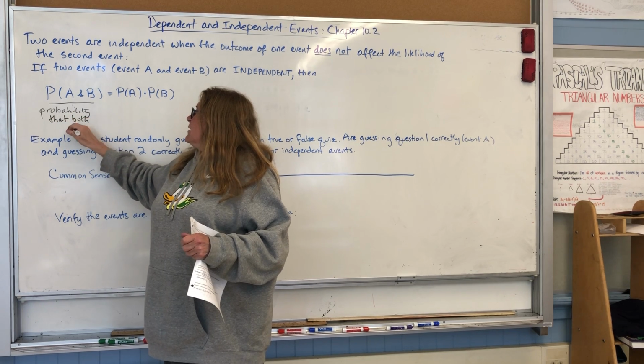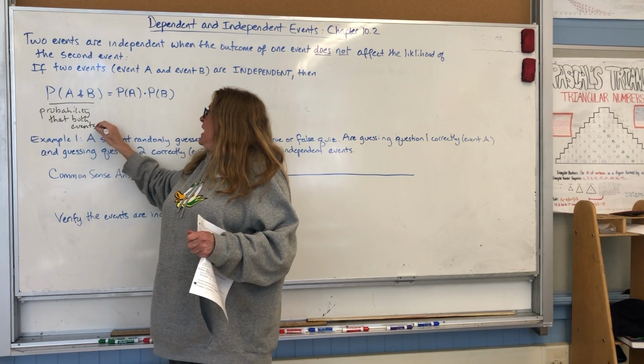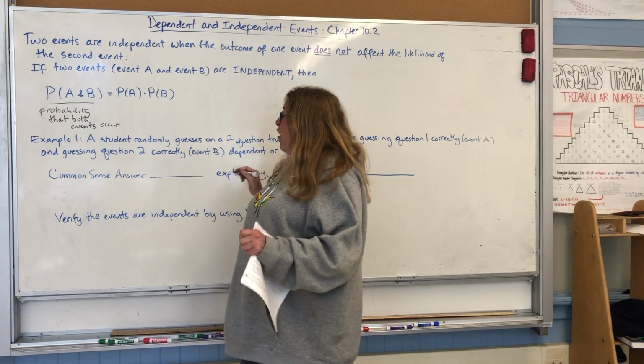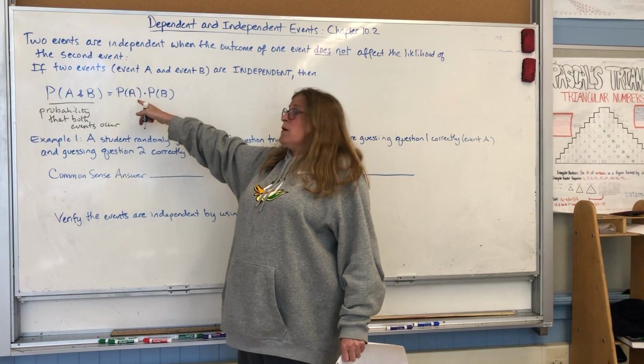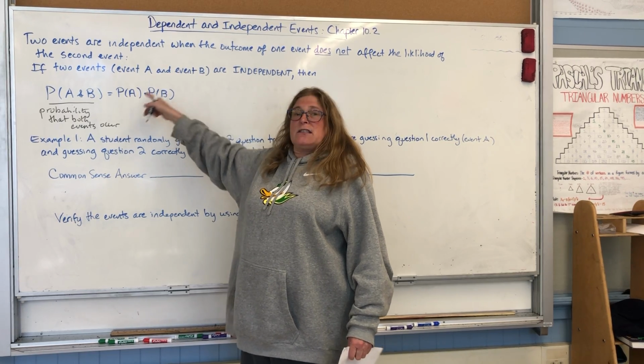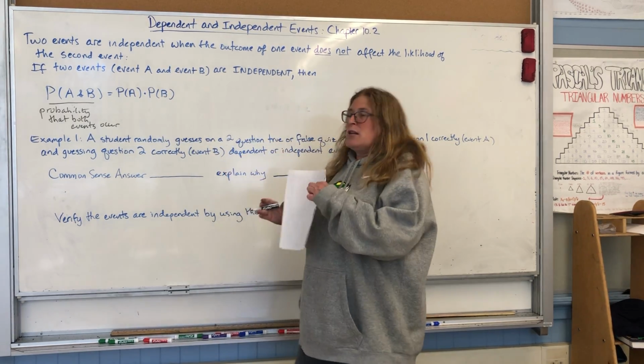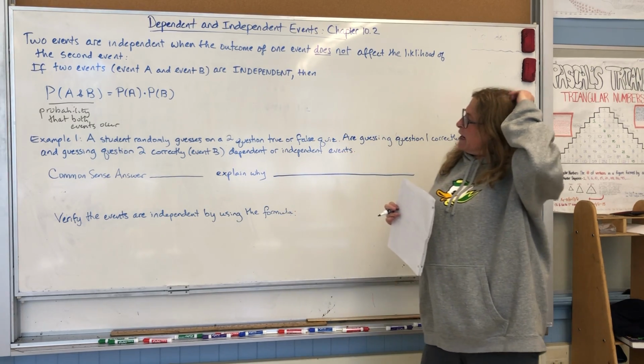Okay, so if they're independent, it's super simple. All I need to do to find the probability that both events occur is multiply the probability of the first event times the probability of the second event. So let's see how this works in real life.